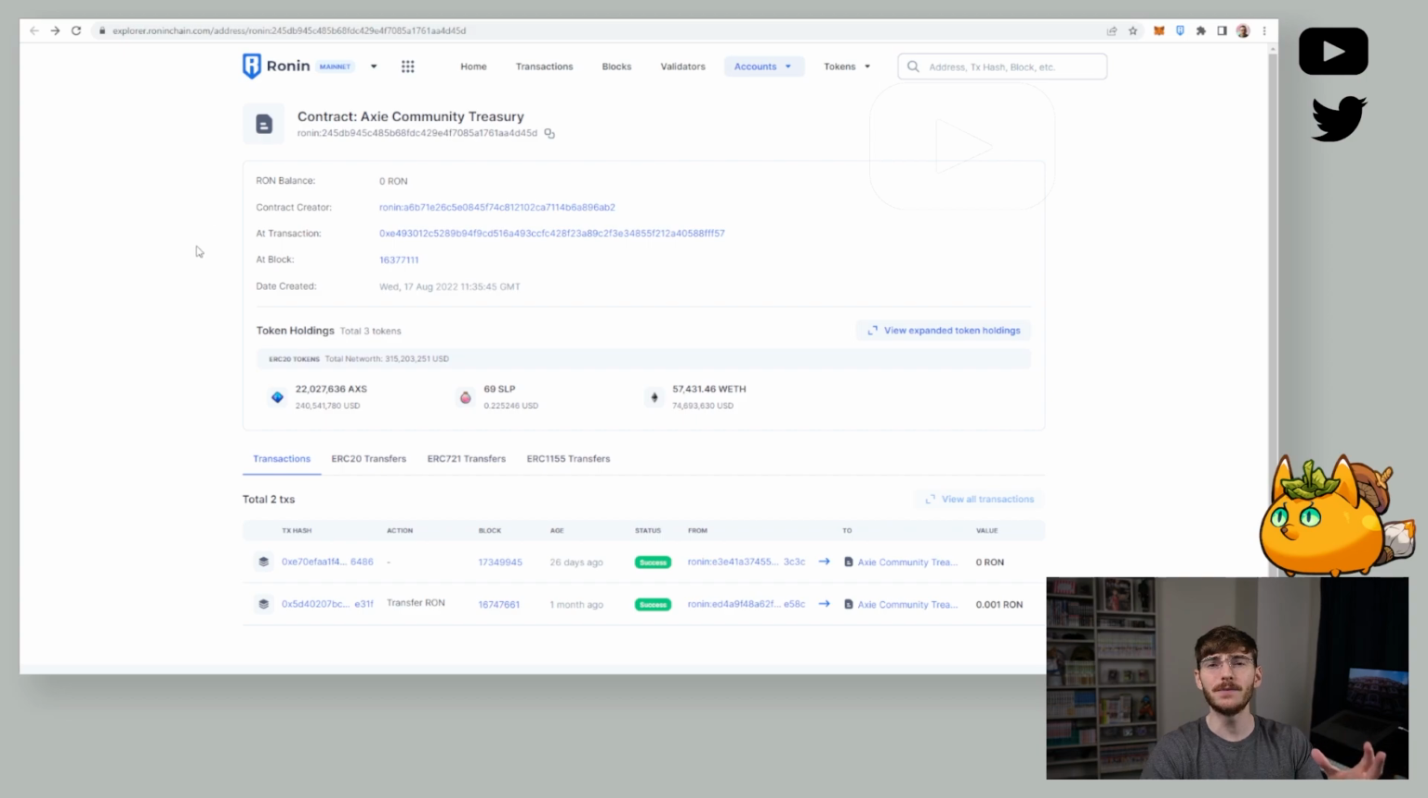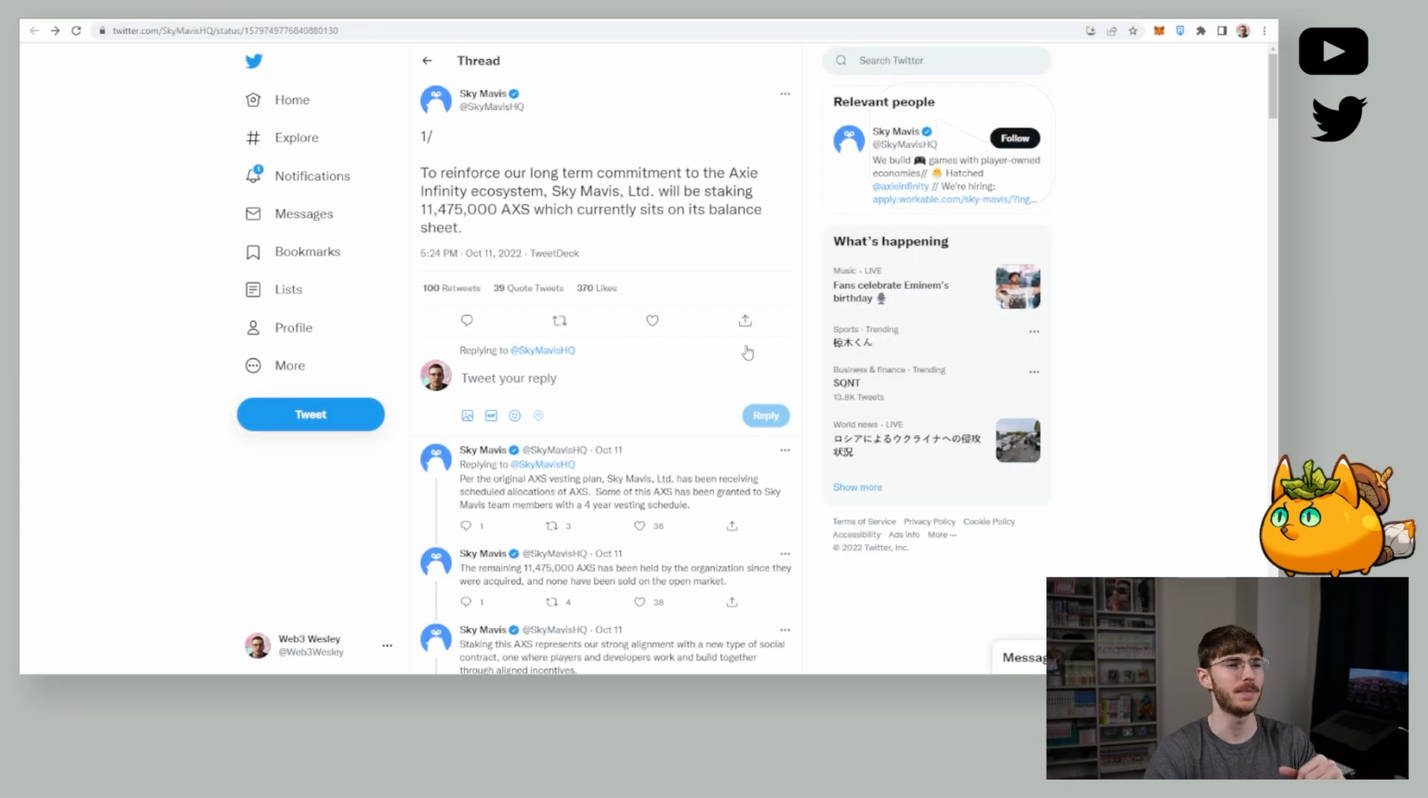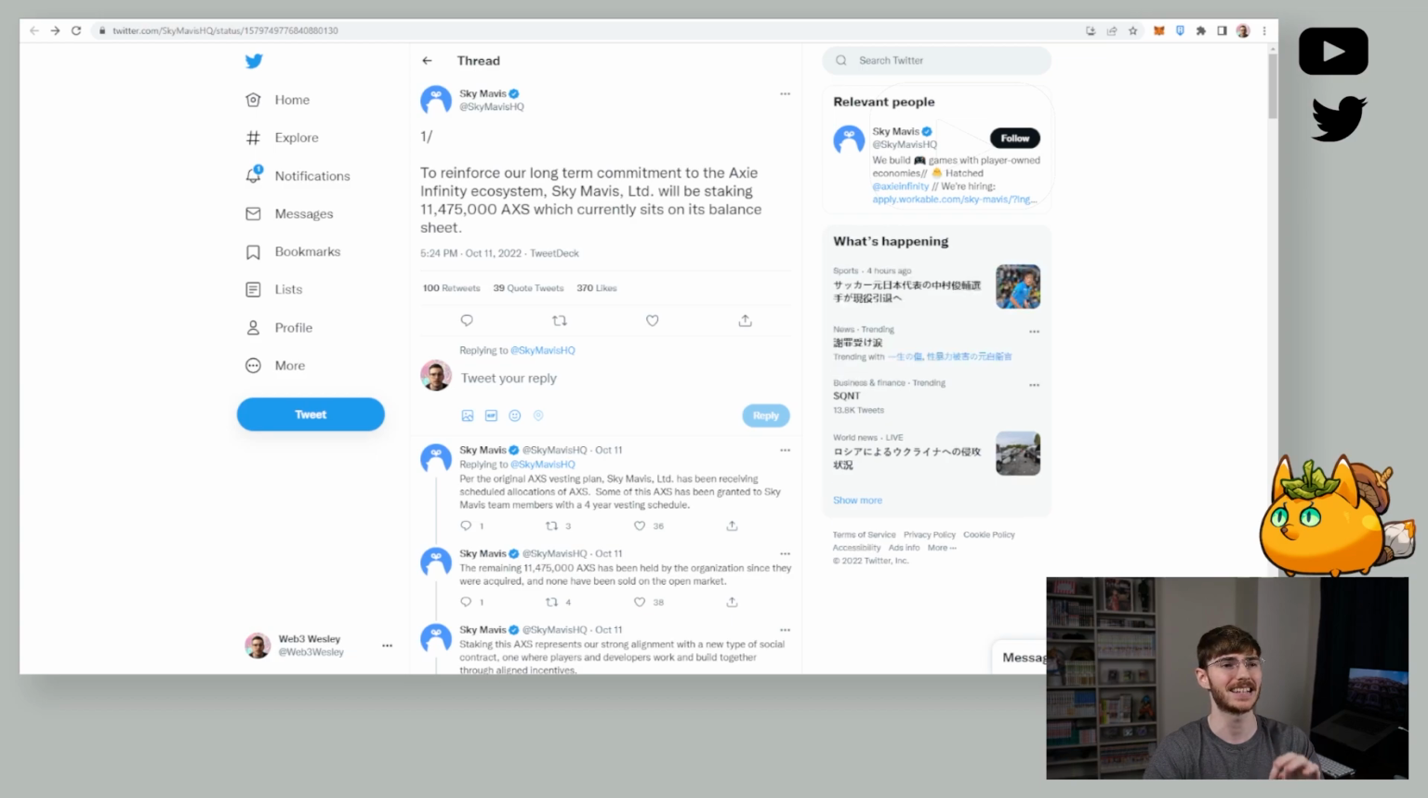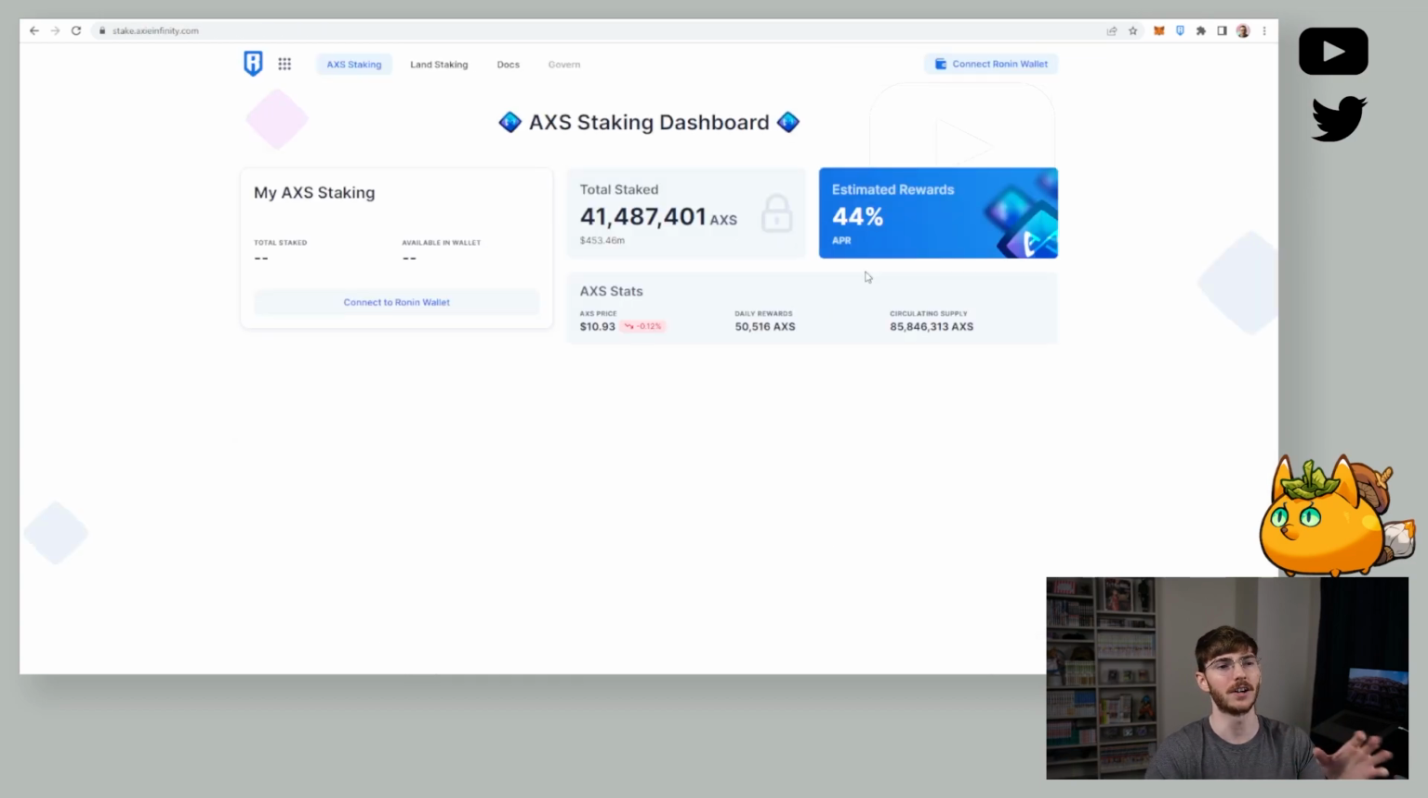So because Axie Infinity can control this at the protocol level, I'd say it's highly unlikely that the royalty fee structure changes anytime soon. Continuing to talk about AXS, but moving on to a very controversial move that Sky Mavis made recently. As many of you may have read this tweet already, Sky Mavis has taken their 11 million AXS on the balance sheet, and they've staked it into the AXS staking protocol here.